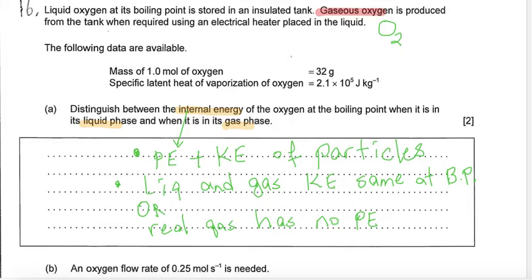Last two questions on the 3.2 worksheet. Solutions here. Number 16 is liquid oxygen at its boiling point is stored in an insulated tank. Gaseous oxygen is produced from the tank, and so on.